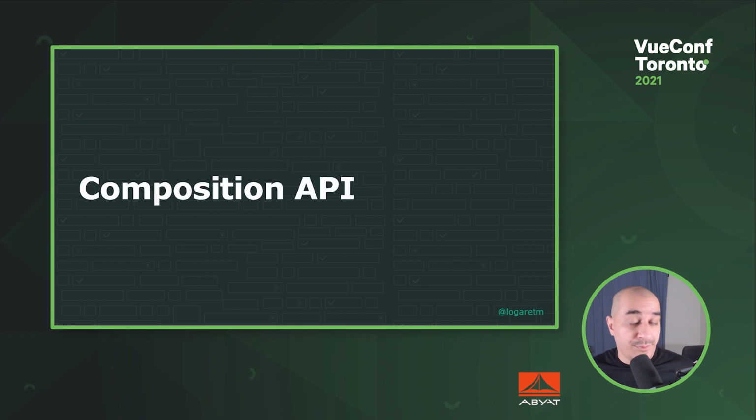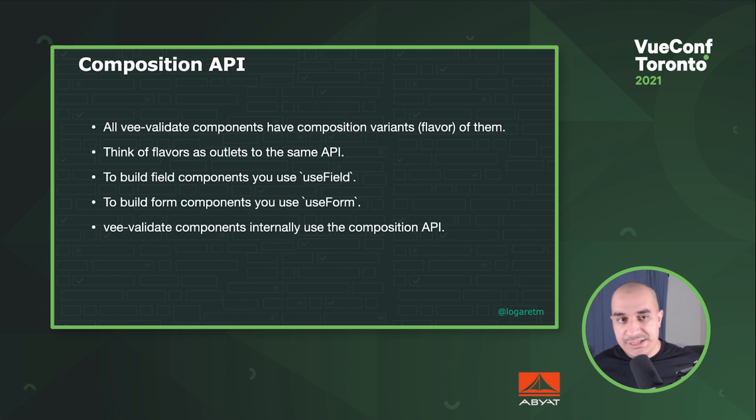Now, moving on to the composition API. So far, you have seen only the components being used in the demos, but vee-validate components are actually built using the composition API, meaning the components are one possible implementation of these composition functions. That means that you can use whatever flavor that you need, either the composition flavor or the component flavor. And you can mix and match between them because after all, they are basically the same.